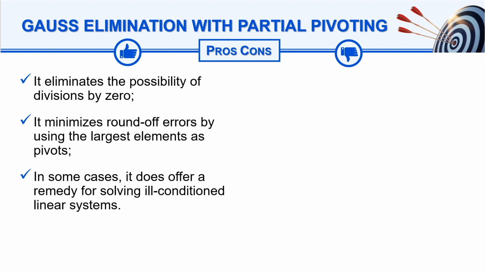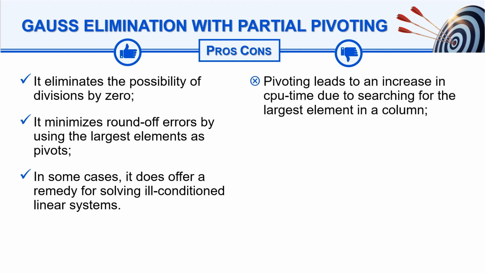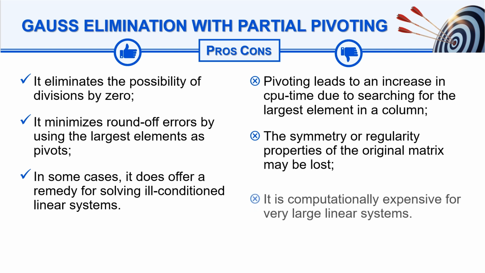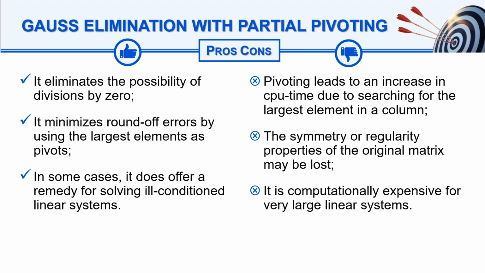While partial pivoting provides the benefits mentioned, there are also some potential drawbacks or limitations associated with this method. Pivoting can lead to an increase in CPU time due to searching for the largest element in a column. The symmetry or regularity properties of the original matrix may be lost. It is computationally expensive for very large linear systems.